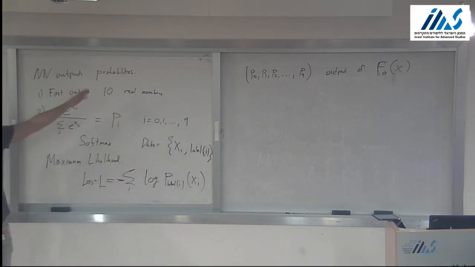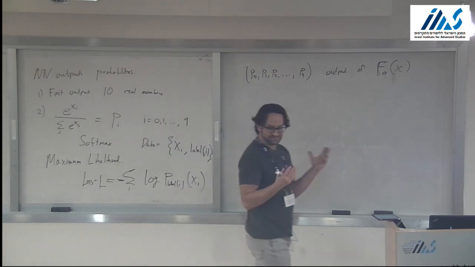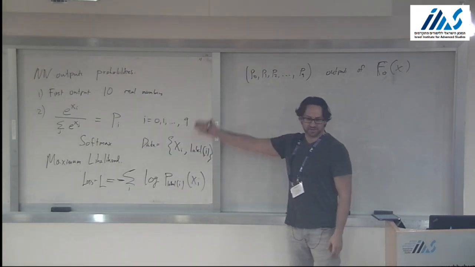So in other words, in order to train this neural network, you need someone to give you a list of images with the labels. If you only have the images without the labels, then you can't really do anything here.